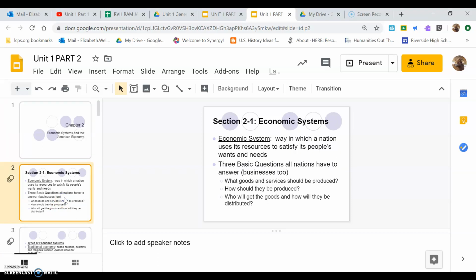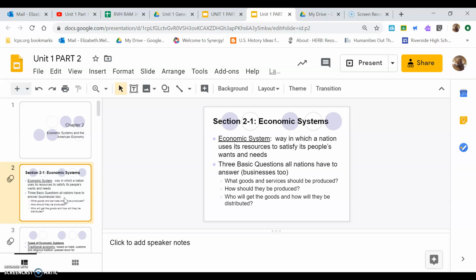Economic systems, remember, it's just the way the nations are going to be using the resources to meet those three basic questions, right? So we were just talking about this in the last video, right? That right now we are diverting funds to go more into healthcare at the moment. There's been several emergency acts by our president to do that.